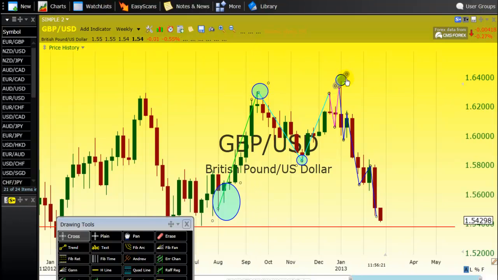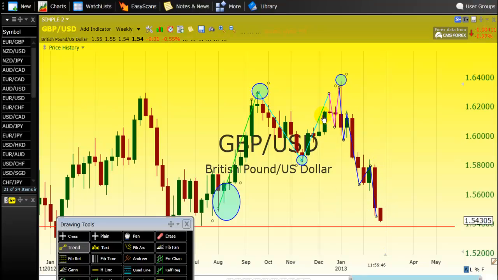Okay, so we are thinking either about an expanded flat correction or a running flat correction. In this case, we have an expanded flat correction because the C corrective wave, as I explained to traders at www.youtube.com, is followed by a 5 wave down: 1, 2, 3, 4, 5.